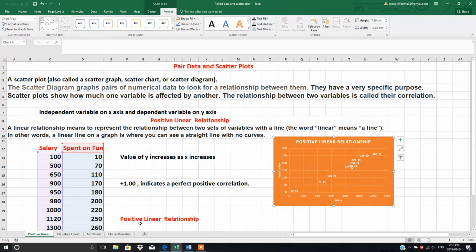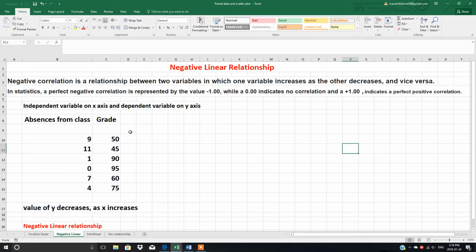So this is the positive linear relationship. If one variable increases, the other increases as well, and you will see the straight line. Okay, now negative linear relationship. Negative correlation is the relationship between two variables in which one variable increases as the other decreases, and vice versa. Negative is represented by -1, where 0 indicates no correlation, and positive indicates a positive relation, which we have discussed. So again, see, this is the absences from class and grade.